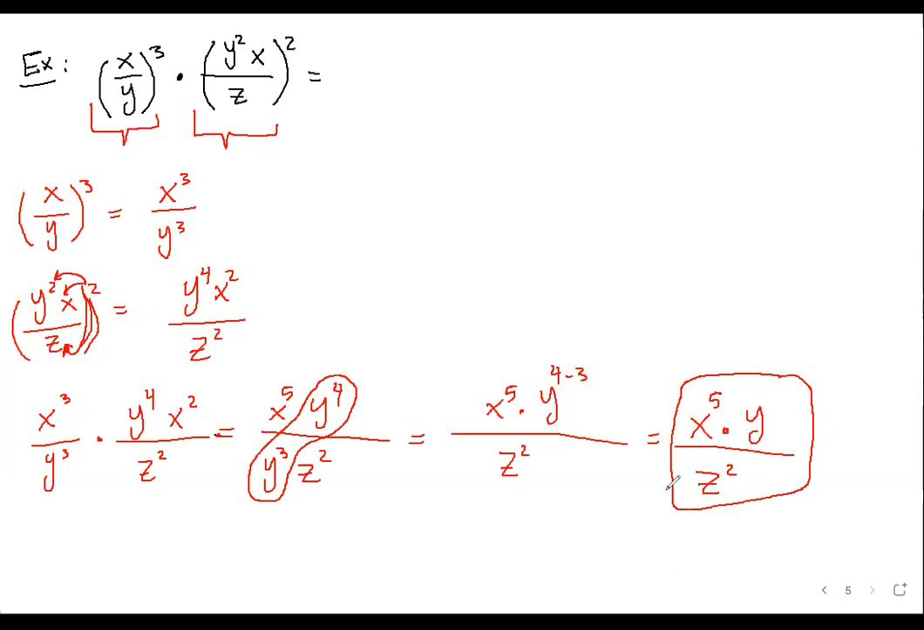I can simplify it more by making the z squared go up. We move this one up. How can I move it up? x to the 5 times y times what? z to the negative 2, exactly.